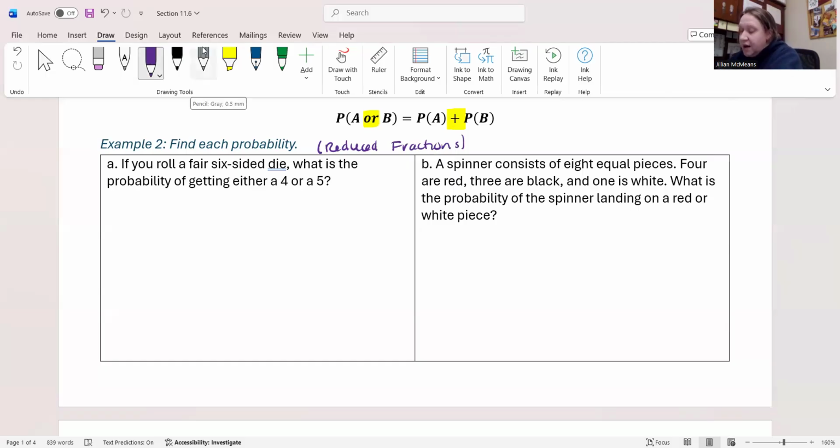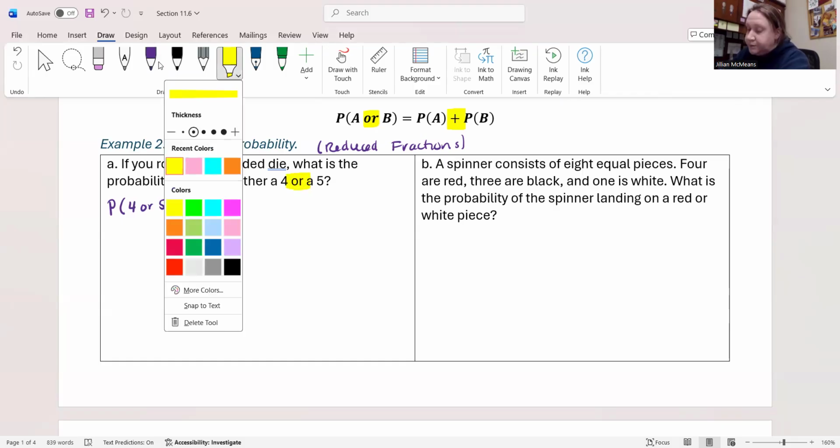For part A, it says if you roll a fair six-sided die, what is the probability of getting a 4 or a 5? These events are absolutely mutually exclusive. There is no side of a die that has 4 and 5 dots. You either have 4 dots or you have 5 dots. The two will never mix. So we would want the probability of a 4 or a 5, and notice here we have the actual word or.